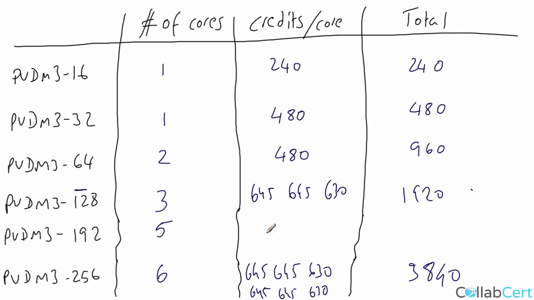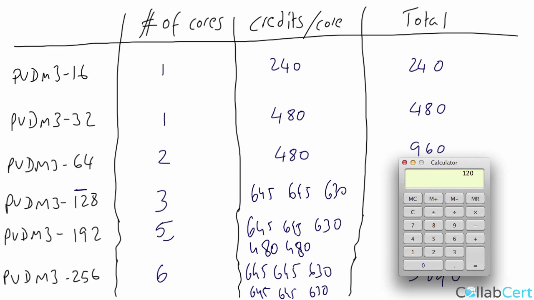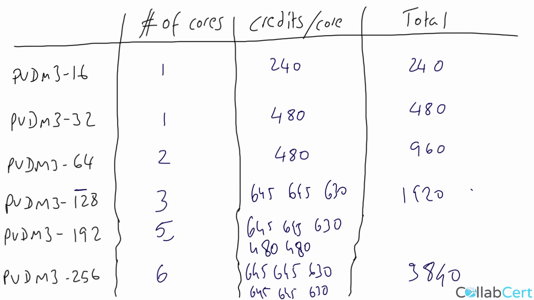The 192 channel module is a bit of a hybrid between the 128 and the 64. So you've got a PVDM3 128 and 3 cores there, and then a PVDM3 64, which is 2 cores there, giving you a total of 5. So you have your 645, 645, 630, but then you've got 480 times 2. So you've got 480, 480, which is your PVDM3 64. So your total number of credits there is, now I can't do that math, I'm sorry, you got your 1920 plus 480 plus 480, giving you a grand total of 2880. Okay, and that's what you have there.